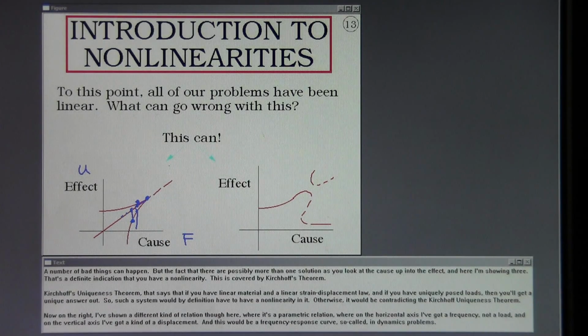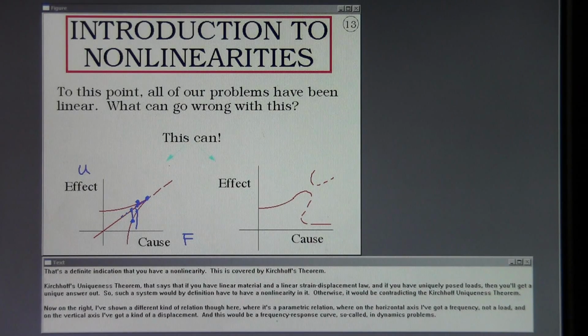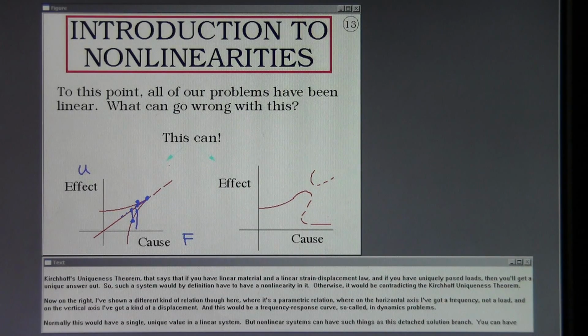This is covered by Kirchhoff's uniqueness theorem, that says that if you have linear material and a linear strain displacement law, and if you have uniquely posed loads, then you'll get a unique answer out. So such a system would, by definition, have to have a nonlinearity in it, otherwise it would be contradicting the Kirchhoff uniqueness theorem.